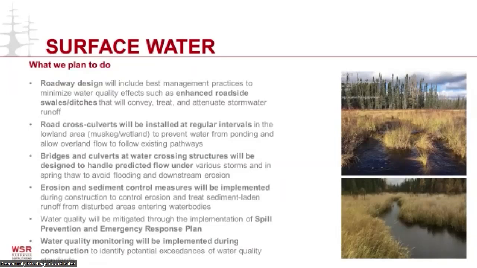So in terms of what we plan to do to mitigate potential effects on surface water, we can use roadway design to effectively manage runoff, use frequent cross culverts in muskeg areas to prevent water backup, design crossing structures to handle higher flows, and use erosion and sediment control measures, and a spills prevention and emergency response plan.